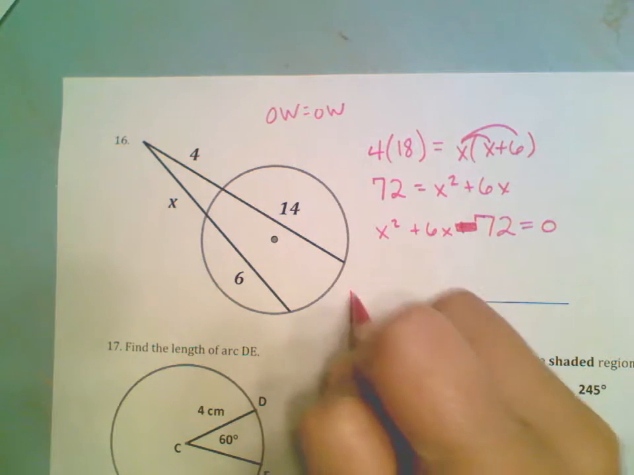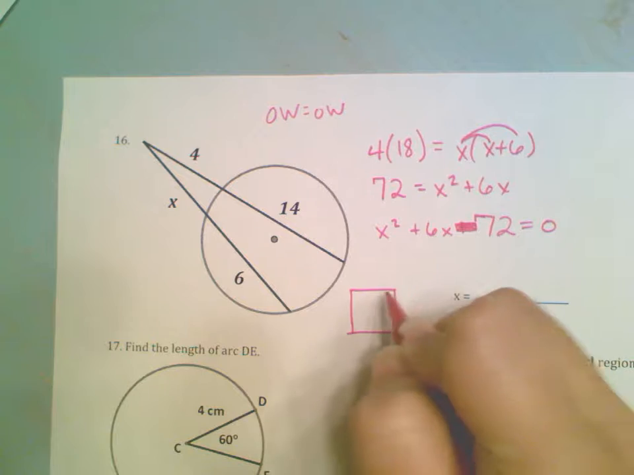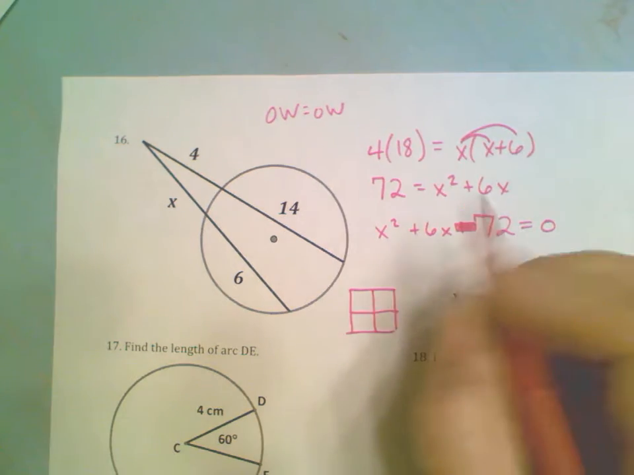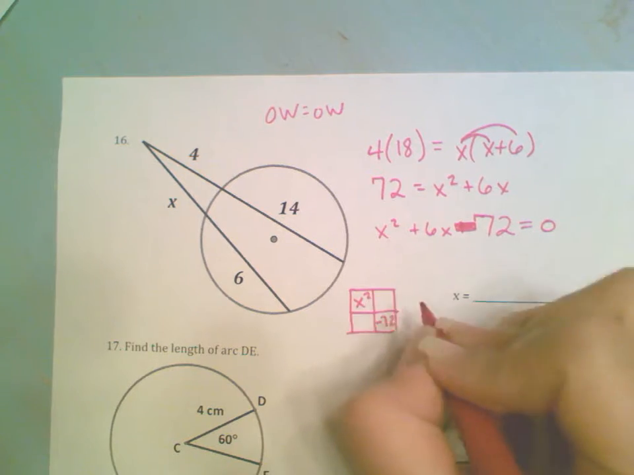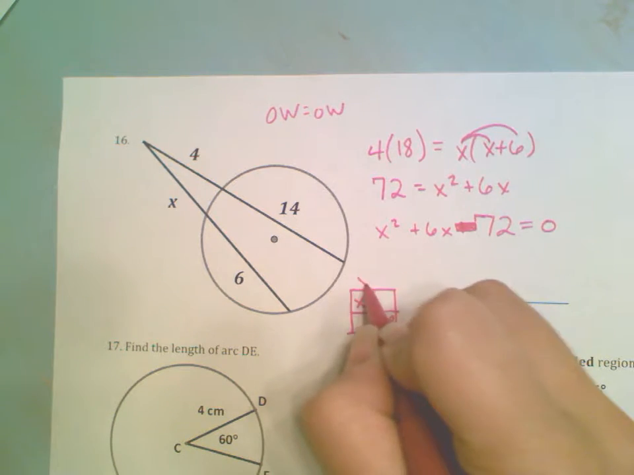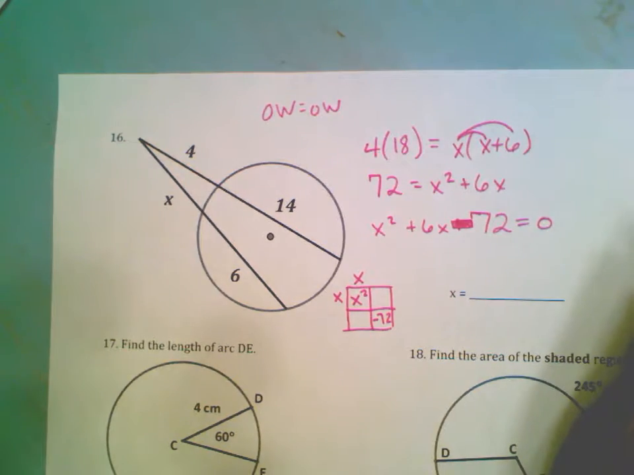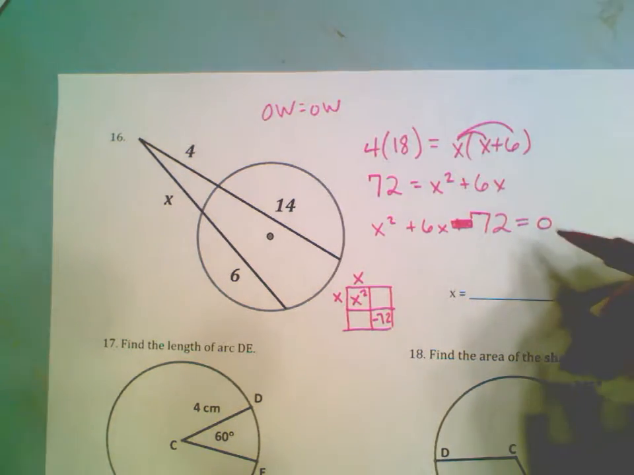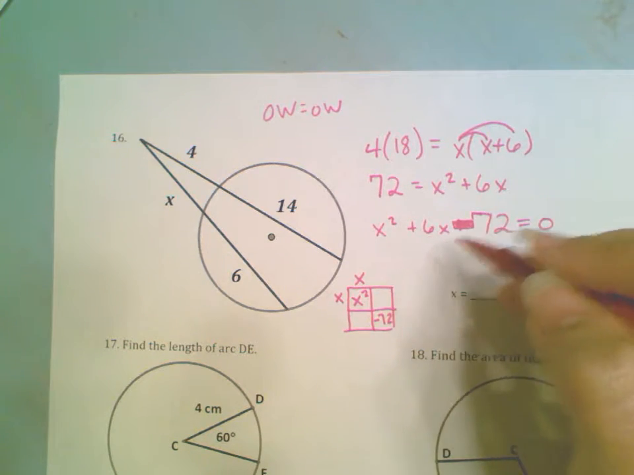Then we're going to set up our box. We know that we need to have negative 72 here and x squared here. In order to get x squared, we'll have x and x. Then we need to think of two numbers that when we multiply them together gives us negative 72, but when we add them gives us positive 6.